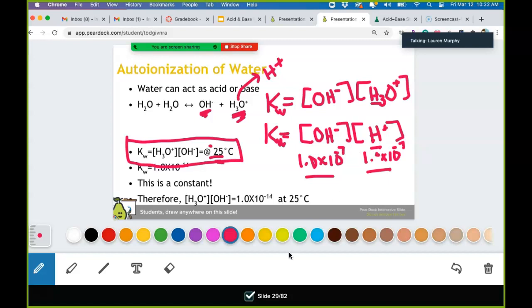And neutrality isn't defined by pH. Neutrality is defined by when the H plus concentration equals the OH minus concentration. That's what neutral is. Okay.